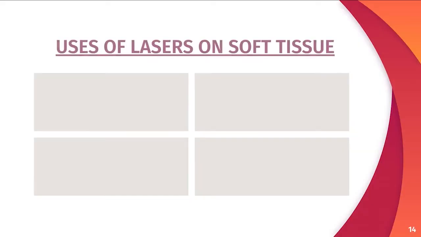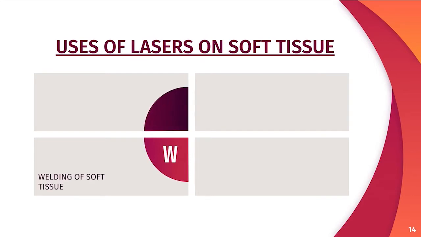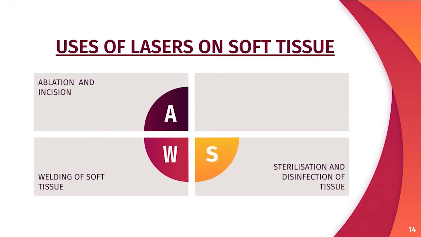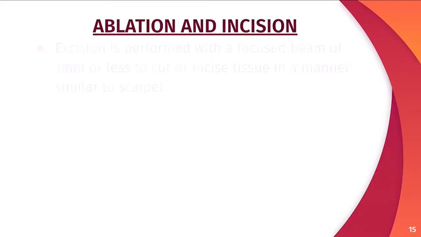The last one, we will see the lasers on soft tissue. There are 4 different kinds of uses of lasers on soft tissue. The first one, welding of soft tissue. The second one, ablation and incision. The third one, sterilization and disinfection of tissue. And the fourth one, hemostasis. Now we'll see in detail ablation and incision.